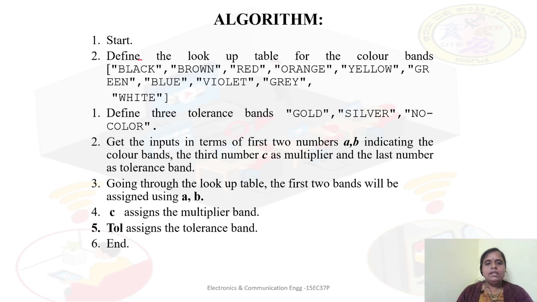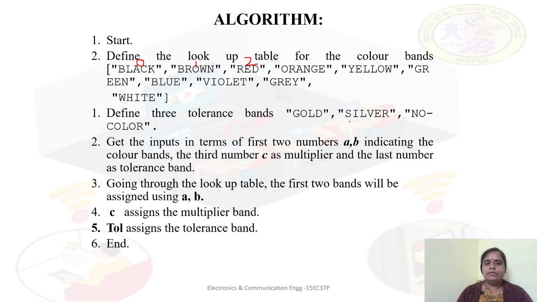This array will start from 0. If I store the values, color of 0 is black, color of 1 will be brown, then color of 2 will be red, and so on. Like this I am going to generate an array which is nothing but the lookup table, and first I am going to define it. Then next I have the tolerance bands, that is also fixed, which is also pre-known. So we set up these: when I give the tolerance of 5%, then it will be gold.